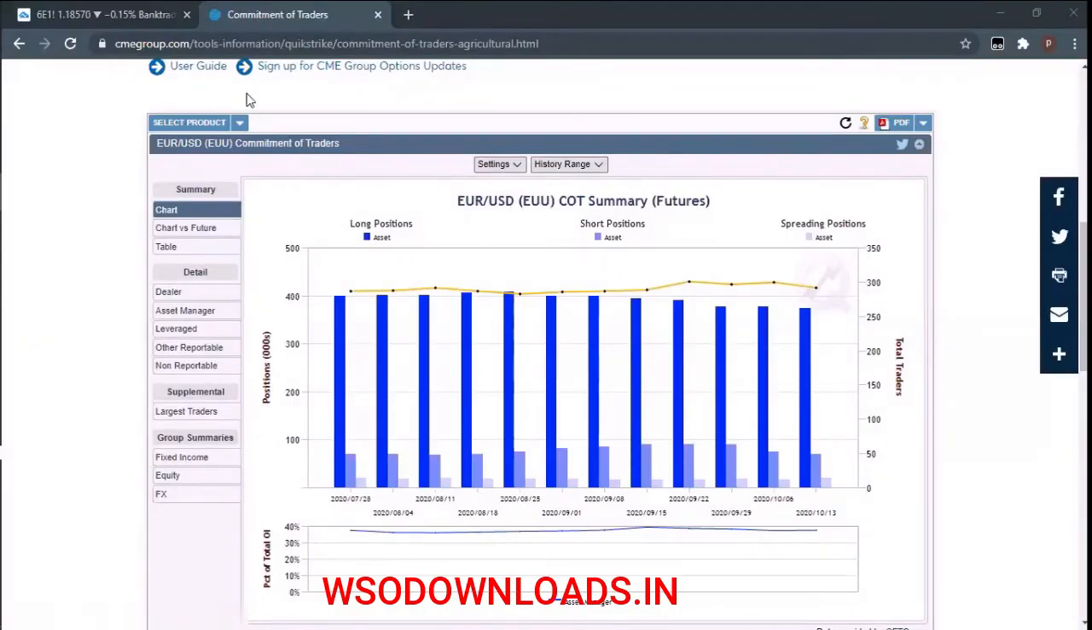Hi guys, like I promised, I'm going to do a video on the Commitment of Traders report, because I see most people are failing to interpret the Commitment of Traders even though they have good setups, they're failing to put the Commitment of Traders within their chart. So this video should be helpful.